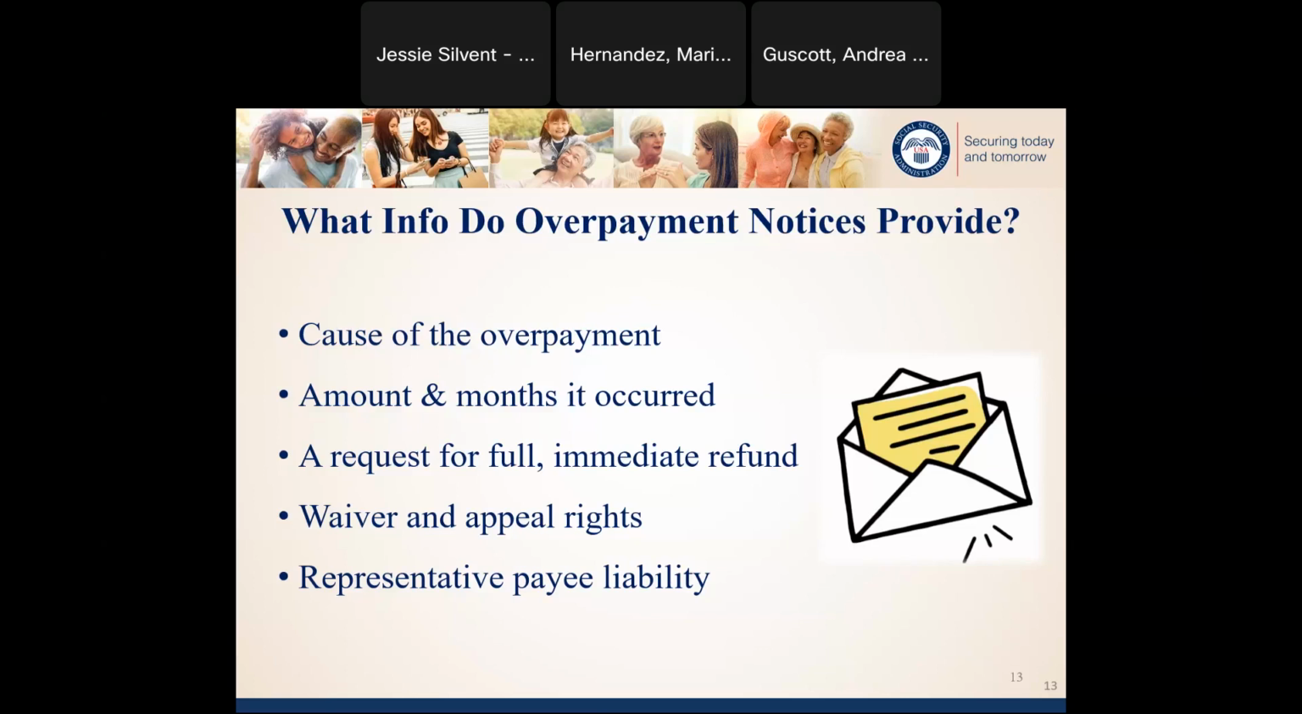And the notice will also request full and immediate refund of the overpayment. Understandably, many beneficiaries are not financially in a position to repay the overpayment balance in full. So also outlined and explained in the overpayment notice are the waiver and appeal rights of the overpaid individual. Now, the person is also given due process, which allows them time to protest the decision by filing a waiver or appealing. And SSA will pause collection attempts while the appeal is under review. And then finally, the notice will also outline who is liable for refunding or appealing the overpayment.